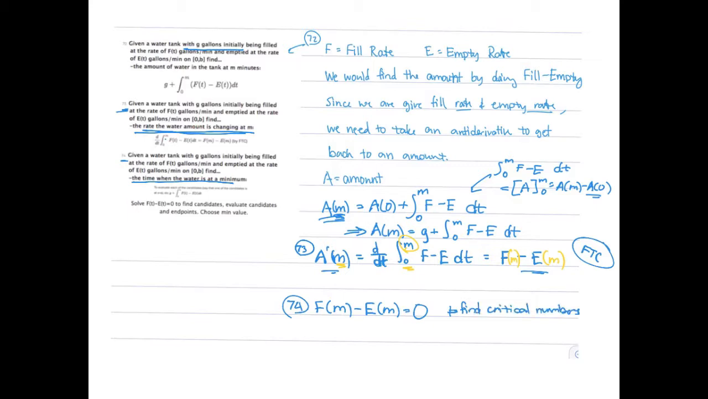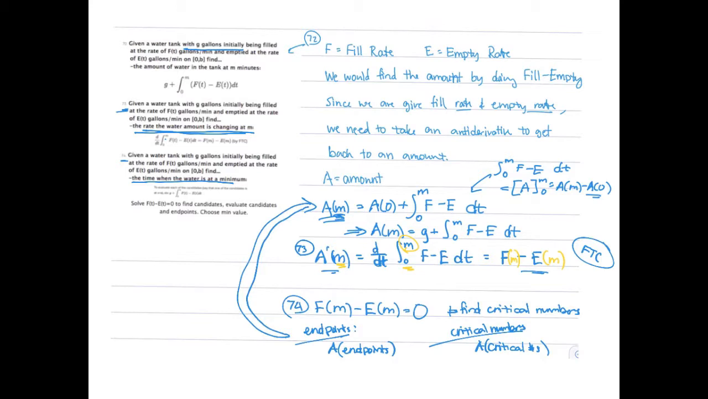And then once you find the critical numbers, you need to check all of them. So you need to check both the endpoints that you have. You're going to find the amount at each of the endpoints, and then compare that with the critical numbers that you found. You're going to find the amount at each of those critical numbers, and again, to find the amount, you would just use this equation right up here.